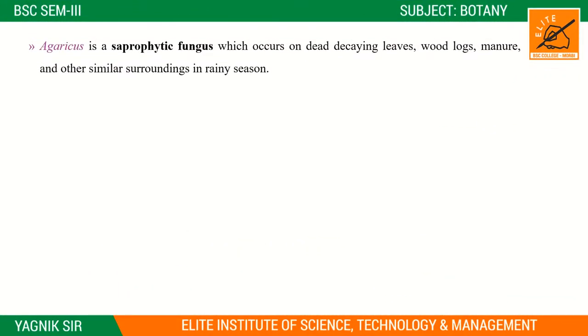So now we can study the general information of Agaricus. So normally this Agaricus is a saprophytic fungus, right? Normally these occur on dead decaying leaves, dead decaying materials of living organisms, like leaf, stem, dead leaf, dead stem, dead wood, right? That type of plant parts, right? And wood logs, કોઈ વુડ હોય એના કટકા હોય એની ઉપર પણ ઘણી વખત આપણને જોવા મળે છે, manure, and other similar surroundings in the rainy seasons. So normally these grow in the rainy seasons, right? And Agaricus is a saprophytic fungus, right? So this fungus is commonly known as a mushroom.